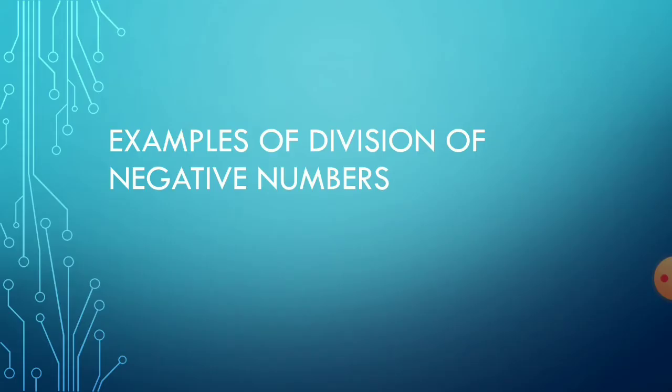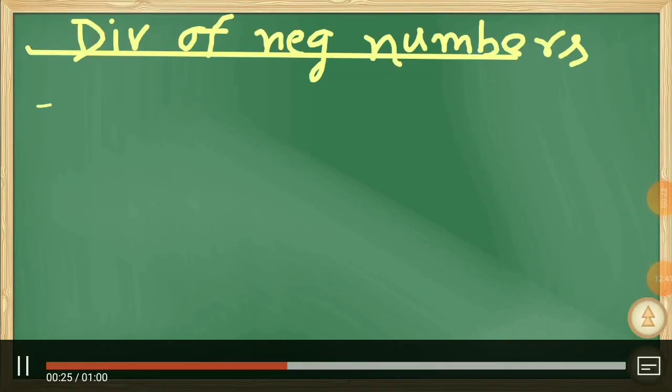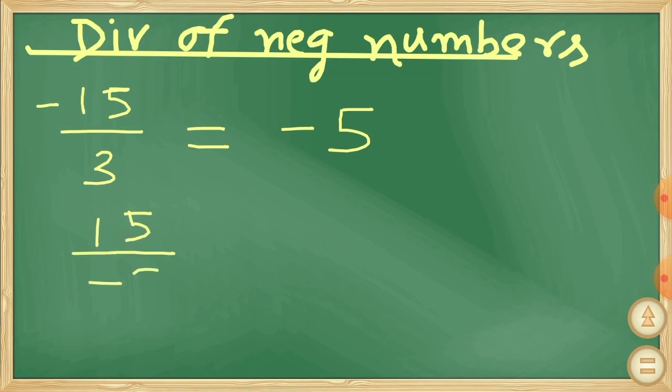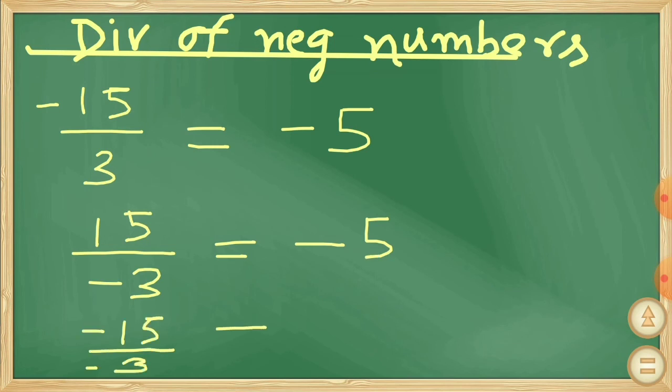Now let's understand the division of numbers through a few examples. Let's take minus 15 by 3, where minus 15 is negative and 3 is positive. That means the result would be negative. Then 15 by minus 3, where minus 3 is negative. Again the result would be minus 5. But what if both are negative? Then the result would be plus 5.